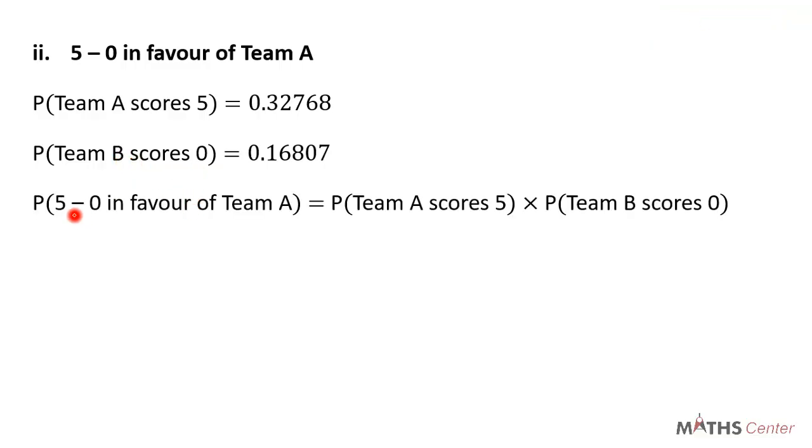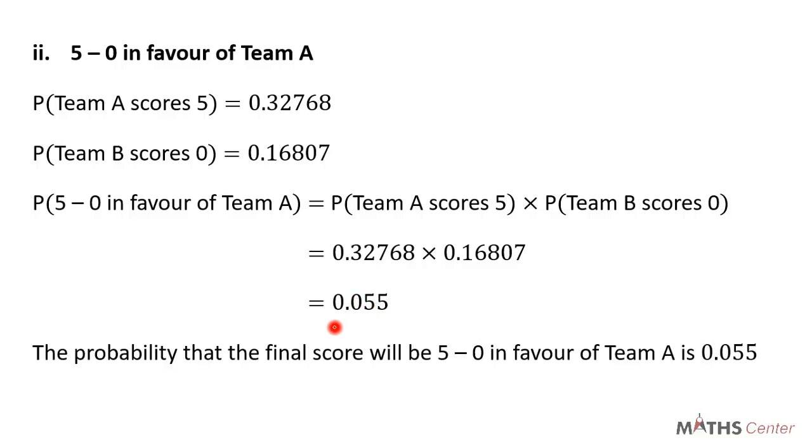So now we have the probability that team A scores 5 and the probability that team B scores 0. We have learned that the probability that the final score is 5-0 in favor of team A is equal to the probability that team A scores 5 times the probability that team B scores 0. And this will be equal to 0.32768 times 0.16807, and this gives us 0.055. So the probability that the final score will be 5-0 in favor of team A is 0.055. Remember, the question said we should correct our answer to 3 decimal places.